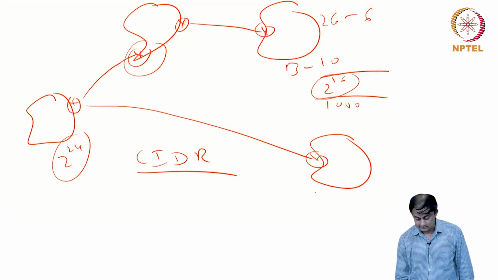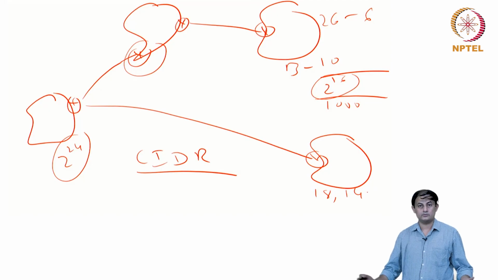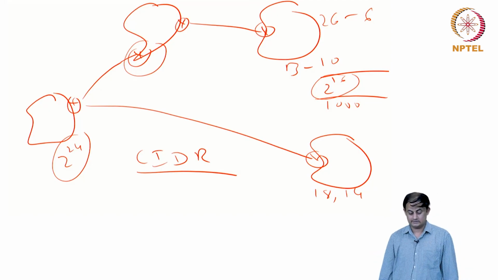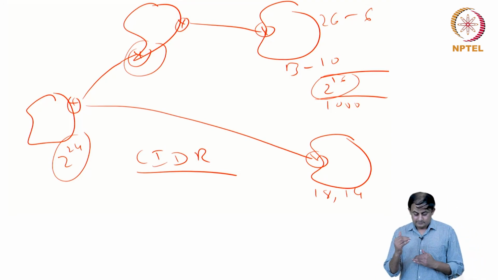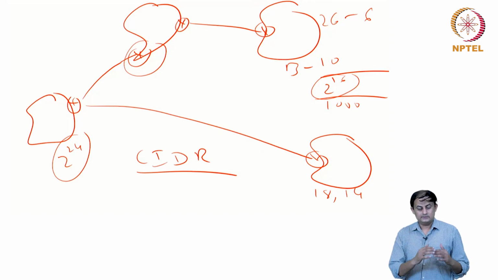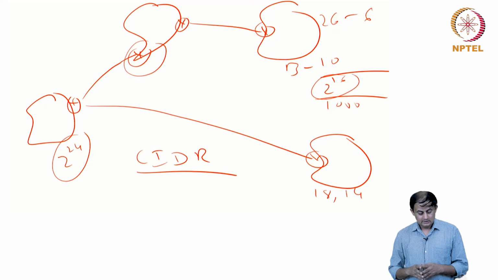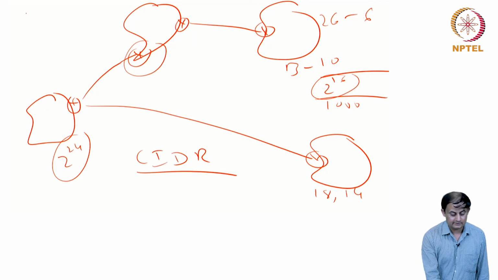Somebody else can say that I am going to have 18 bits for the network and the remaining 14 bits for the host component, and then you can have 2 to the power of 14 hosts inside that network. So, if the number of bits for the network portion is not fixed, it means the routing table entries are also not going to be of the same size.